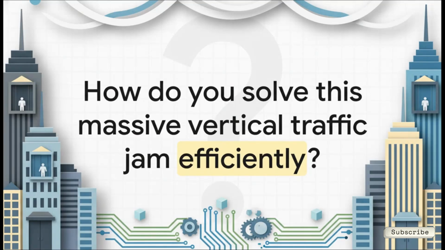So here's the massive question for any engineer designing one of these buildings. How do you possibly solve this vertical traffic jam? How do you get all these people moving efficiently without creating insane wait times and wasting a whole lot of energy in the process? Well, the answer is a pretty sophisticated dance between logic and code.